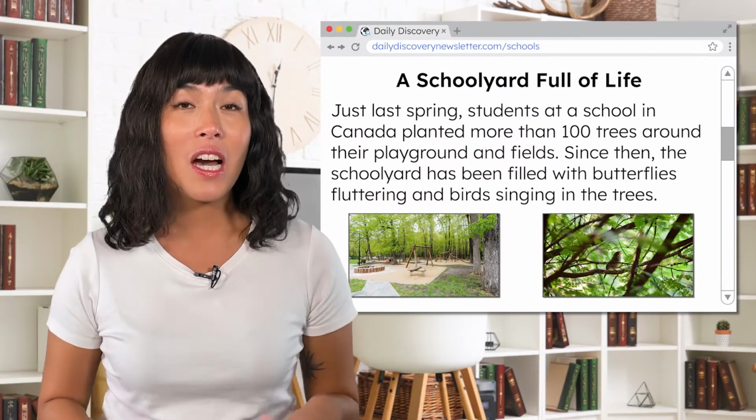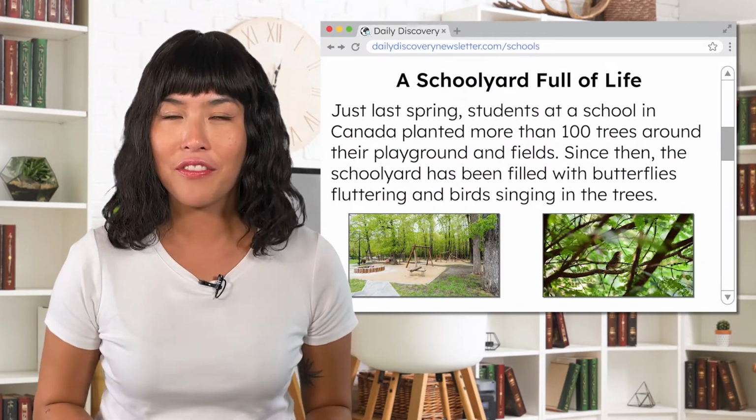Now that we've practiced with some real-life examples, let's look at how authors use this in text. We'll start with a nonfiction passage from the Daily Discovery. It's titled, "A Schoolyard Full of Life."